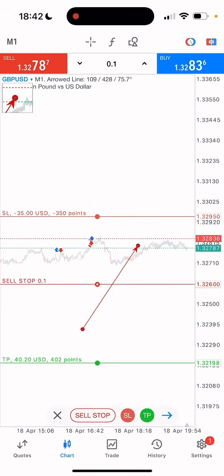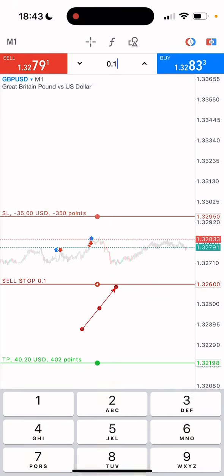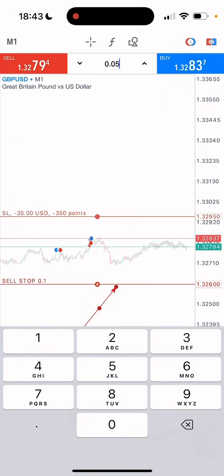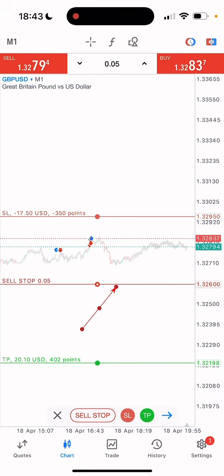So whether or not this trade hits TP, or you really want to make $40, $40 sounds like a good price. If you're risking $35 and $35 is more than half of your account, it is not worth it. So in this kind of situation, what do you do? You reduce your lot size. So let's reduce it to 0.05 and see what the risk is. $17 to make $20. Not bad.